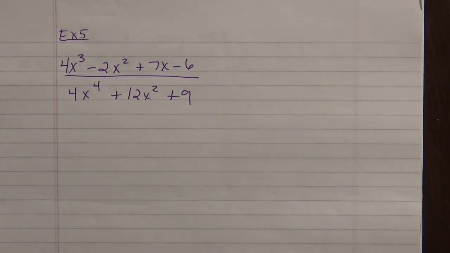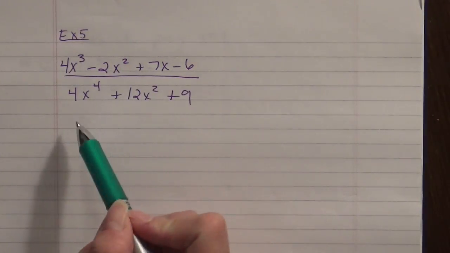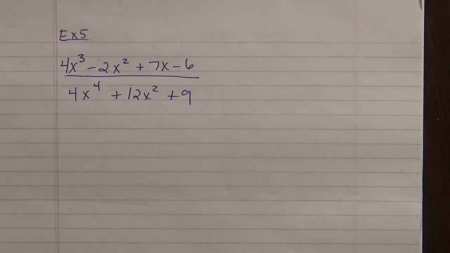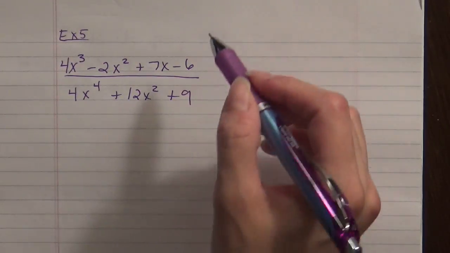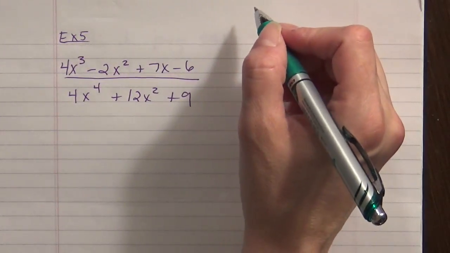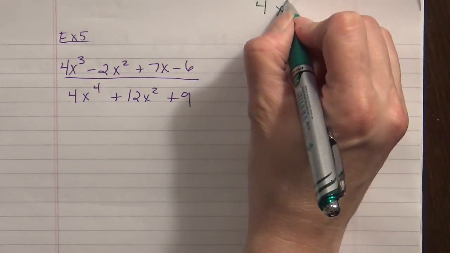For example 5, we're going to find the partial fraction decomposition for 4x cubed minus 2x squared plus 7x minus 6 all over 4x to the 4th plus 12x squared plus 9. We again need to start by factoring our denominator. So to factor that denominator, I'm going to do scratch work on the side.